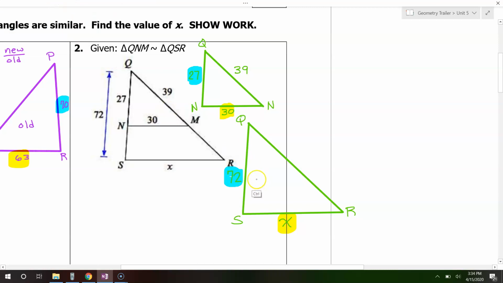Now let's pick one of these triangles to be new and one to be old. I usually pick the triangle that has X on it, and I call that new. It doesn't really matter though. What matters is when I set up an equation, I'm going to do it in the form new over old equals new over old. So if I do the yellows, new over old is X over 30. For the blues, new over old is 72 over 27.